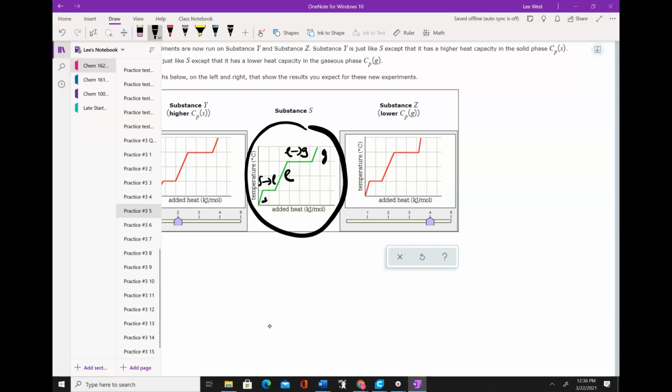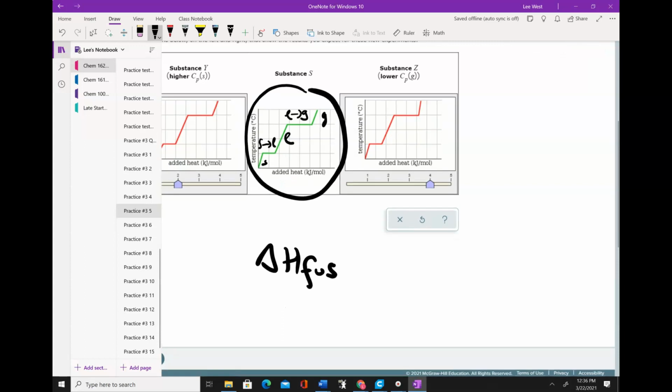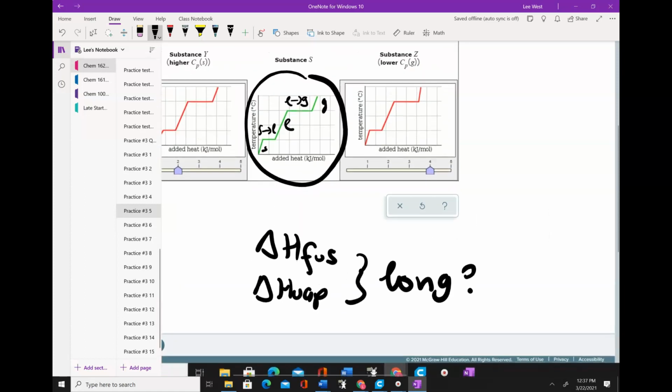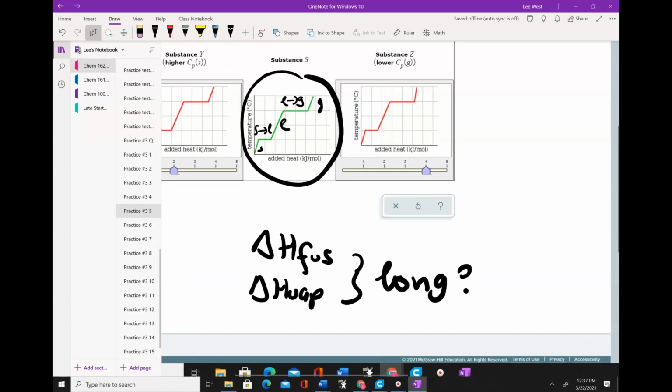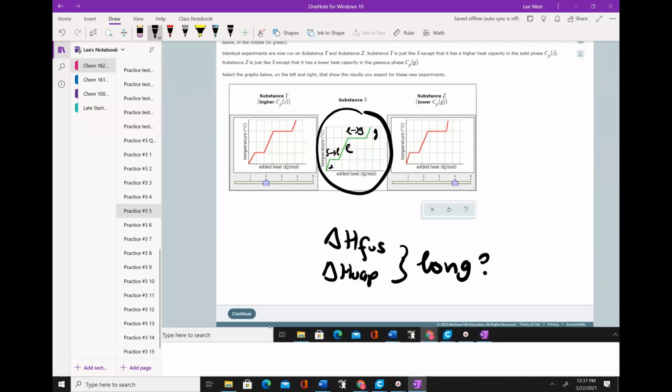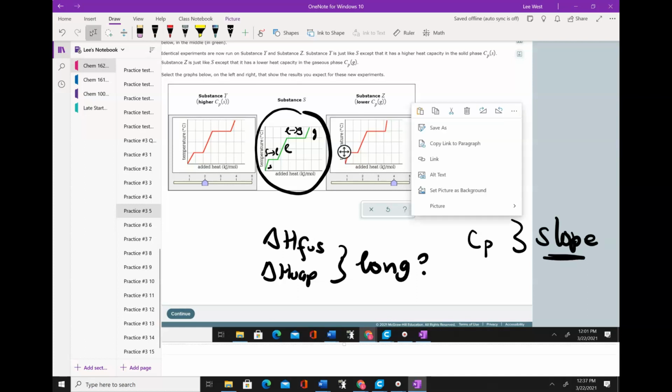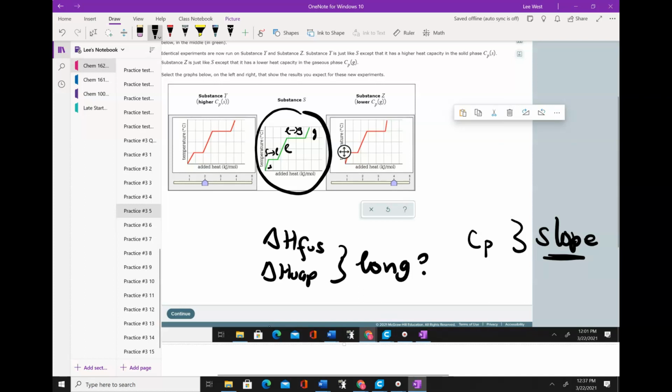For the flat areas, the length of those areas is going to be determined by the heat of fusion for melting and the heat of vaporization for evaporation. So how long those areas are is going to be important. And then for those areas where we're heating up either the solid, liquid, or the gas, the slope is determined by what is called the heat capacity. That's what's going to determine the slope. So the steeper those linearly increasing regions are, the less energy is required to raise the temperature of the substance, and the less steep they are, the more energy we need to raise the temperature of that substance.